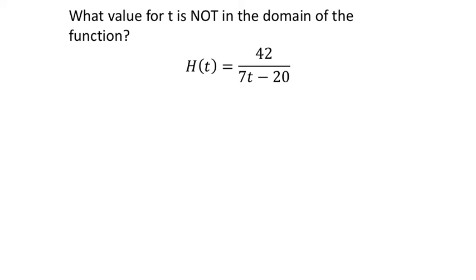Now, with these, it says, what value for t is not in the domain of the function? If it's not in the domain, it would make the denominator, just like we saw on this last slide, 0. So this also means that I don't care about the numerator. You can cross it out. It doesn't matter how big or small or negative it is. All I care about is the denominator right here. So I'm looking at just 17 minus 20.